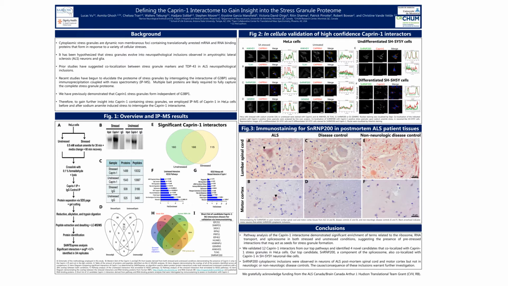Recent studies have begun to study the proteome of stress granules by interrogating the interactome of G3BP1, which is a well-characterized stress granule marker. We've recently shown that Caprin-1 stress granules actually form independent of G3BP1, further motivating us to study the Caprin-1 interactome to gain further insight into the stress granule proteome.